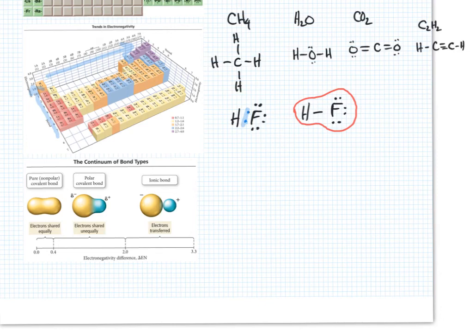We have some notation that we use for this. We can put a little delta minus sign on the negative side of the molecule and a little delta positive sign on the positive side of the molecule. And what that means is there's a partial charge. It's partially positively charged on the hydrogen side, partially negatively charged on the fluorine side. Another notation we can use is an arrow pointing towards the negative side, with a little plus sign on the positive side of the arrow. We call this a polar molecule, and we call the bond a polar covalent bond.